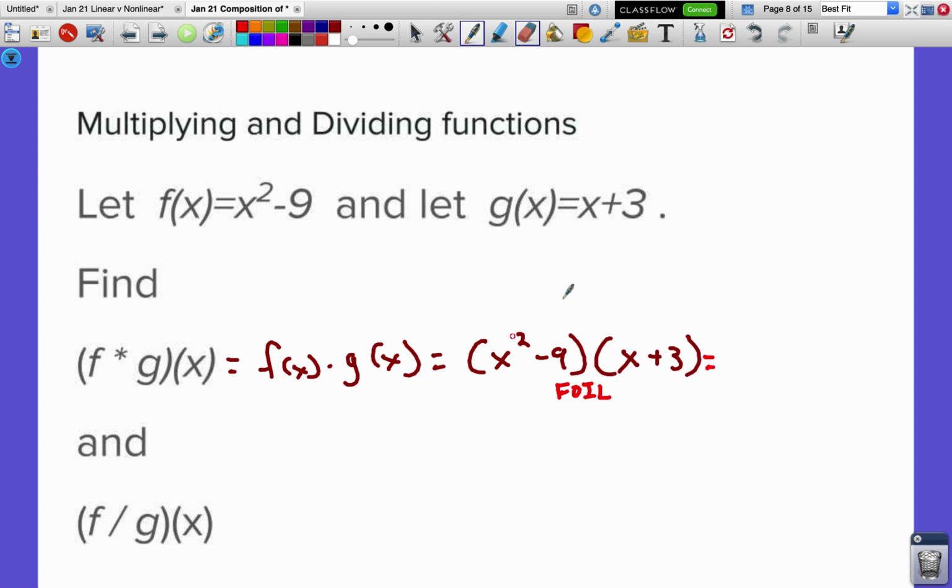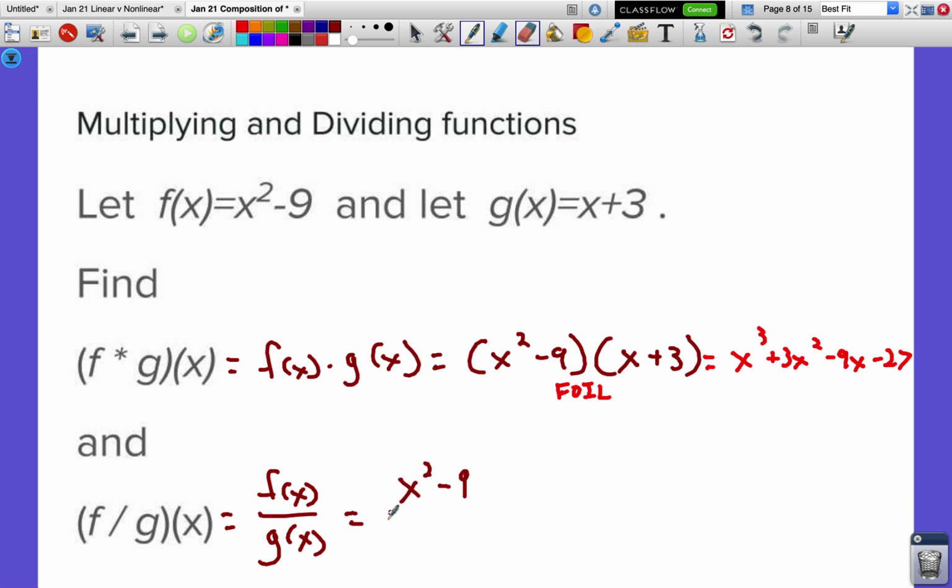And we get x cubed plus 3x squared minus 9x minus 27. And no more like terms. F divided by g of x. So, I'll write it down, f of x over g of x equals x squared minus 9 divided by x plus 3.